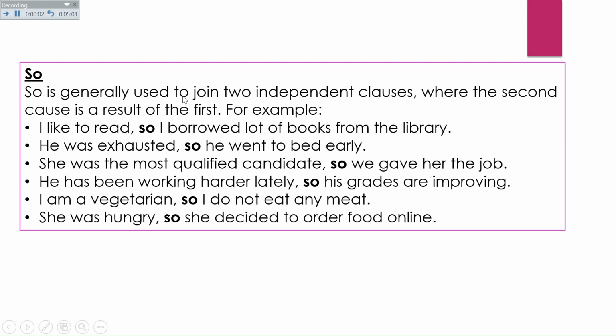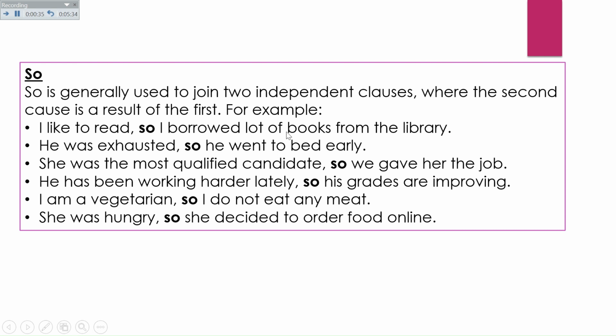So it's generally used to join two independent clauses. That's why you need to remember it. It is only used to join two independent clauses where the second clause is a result of the first. For example, I like to read. Why do I like to read? I like to read, so I borrow a lot of books from the library. Right? The second clause is the reason for the first one. I like to read, so I borrow a lot of books from the library. So this second clause is the result of the first clause.